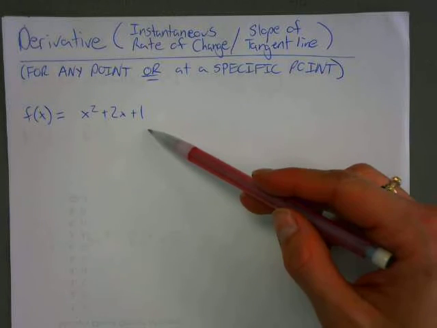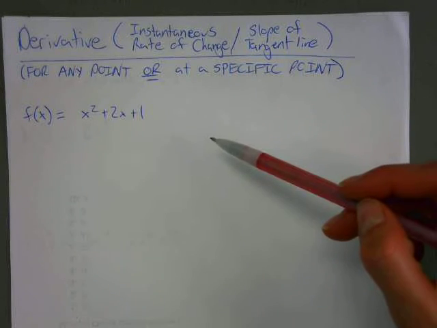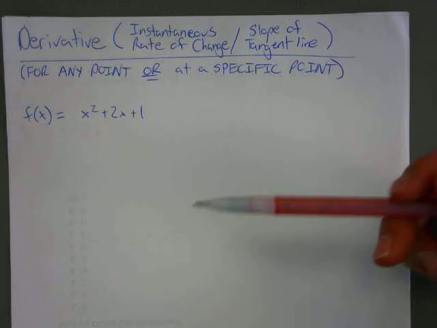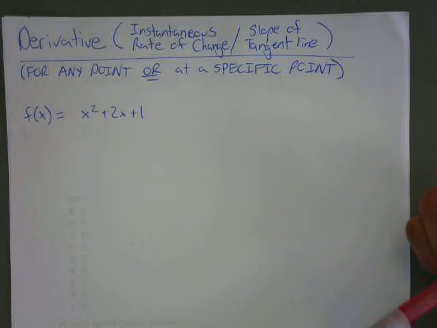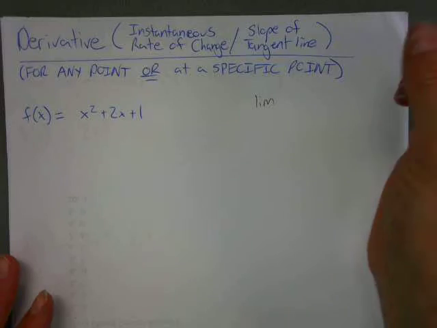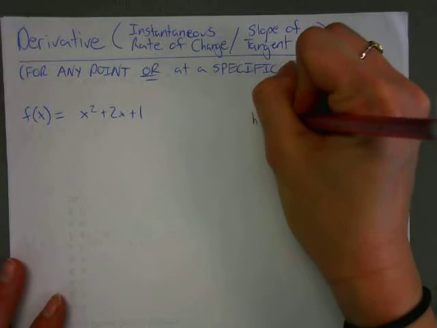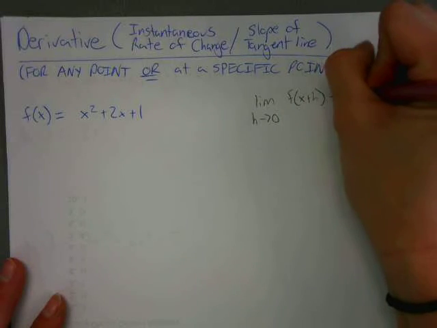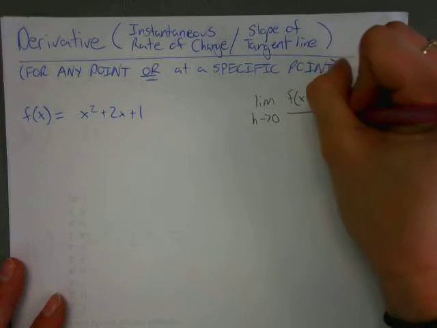So for example, in this one, notice that I'm not giving you a specific value that I want the derivative at. It's not the f prime or derivative of 3 like we saw in the last video. I just want to find the derivative in terms of x. And if that's the case, then we can use this other limit expression, which says the limit as h approaches 0 of f of x plus h minus f of x all over h.